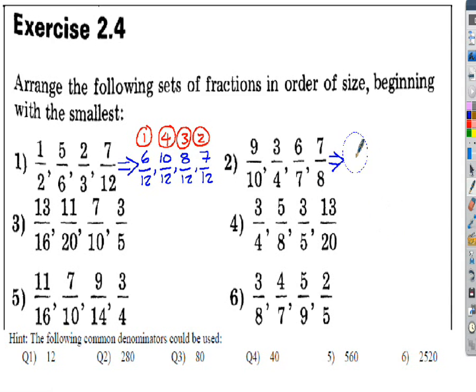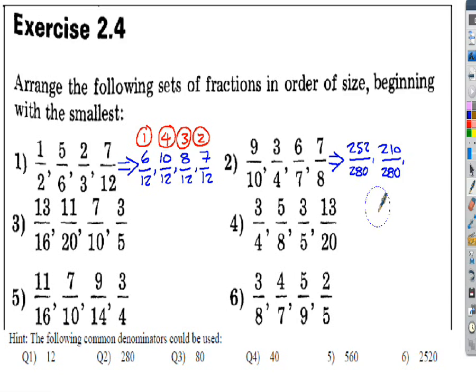So for the first fraction, to make the denominator 280, I've got to multiply top and bottom by 28. So 9 multiplied by 28 is 252 divided by 280. Considering the second fraction, the denominator is 4. I've got to multiply that by 70 to get 280, so I've got to multiply top and bottom by 70. So 3 times 70 is 210, and I'm dividing that by 280.